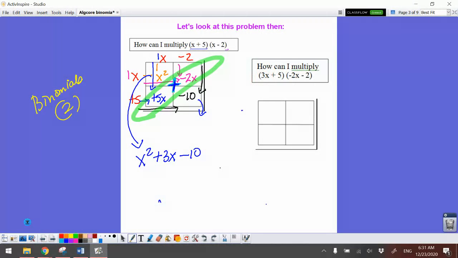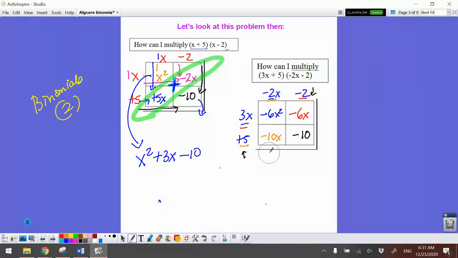All right, let's look at this next one. So 3x plus 5, a negative 2x minus 2. All right, let's go ahead and multiply these two. So 3 times negative 2 is a negative 6 and an x squared. Now we're going to go here. 3 times negative 2, that's a negative 6 and 1x. All right, now I'm going to go here. So 5 times negative 2 is a negative 10x. And last but not least, I'm multiplying the 5 and the negative 2, and that's a negative 10.